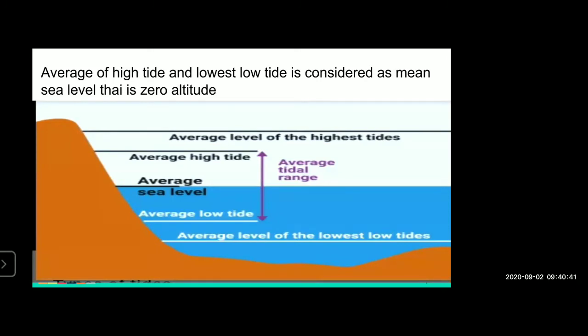This indicates the mean sea level. The word mean indicates average. You might have come across this mean in mathematics also. So mean means what? Average. Here the average of the highest high tide and the average of the lowest low tide are taken into consideration, and mean sea level is formed.